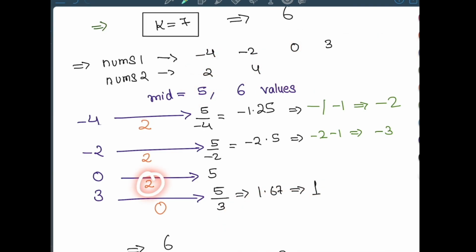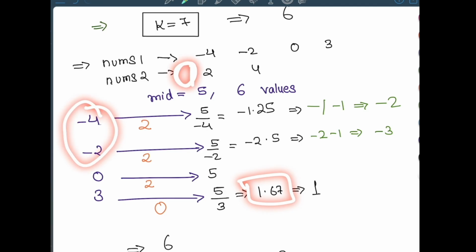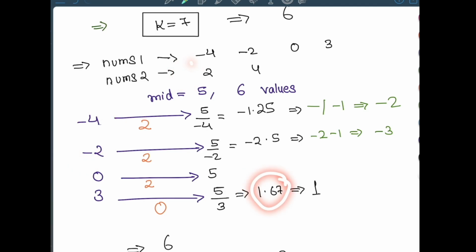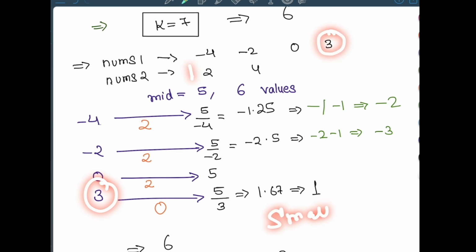So this is 2. Now, if the number is positive, say 3, then 5 by 3 is 1.67. Where does 1.67 fit? It fits somewhere here, right? At the 0th position. When the number was negative, if the other number fits at the 0th position, I'm getting two values, which is the length of nums2 minus the position, right? But when the number is positive, when you multiply a positive number with a smaller number, the product is small. When you multiply a positive number with a bigger number, the product is large.